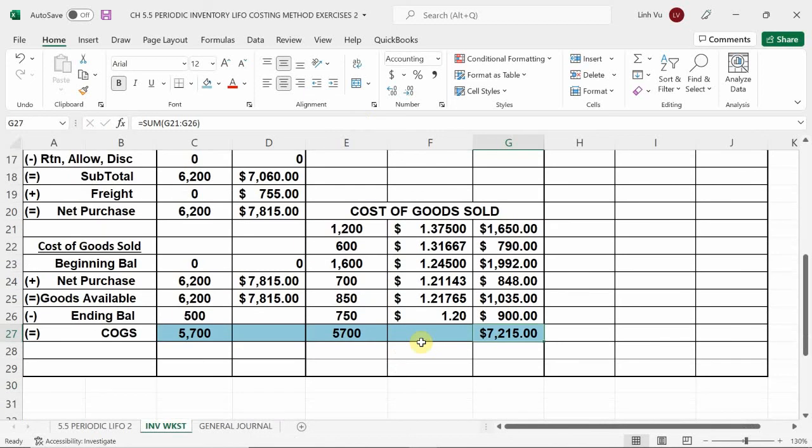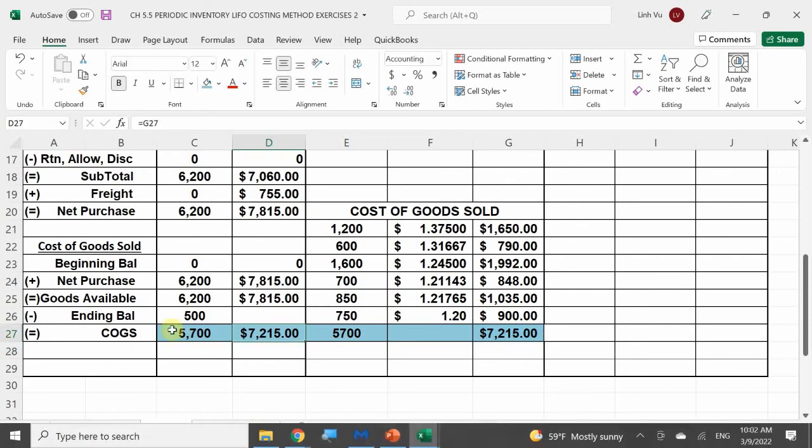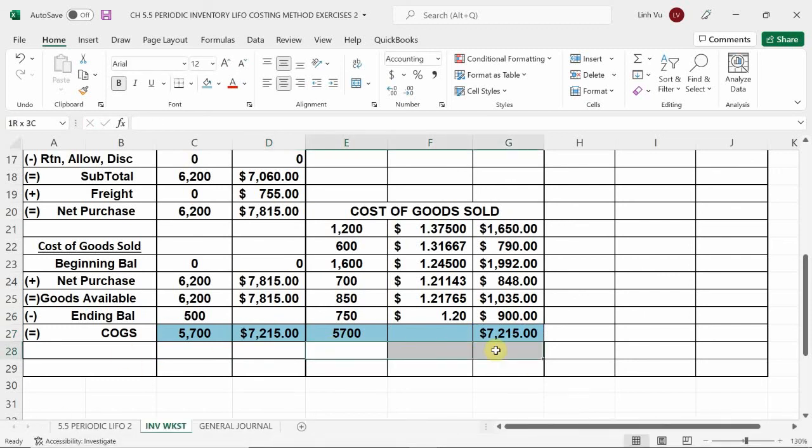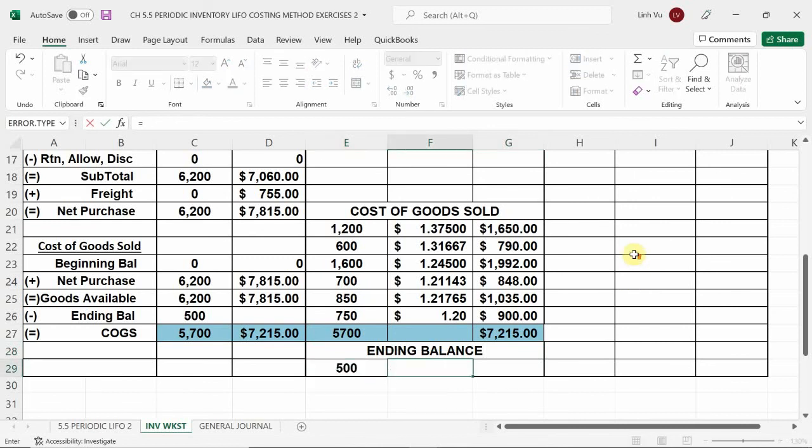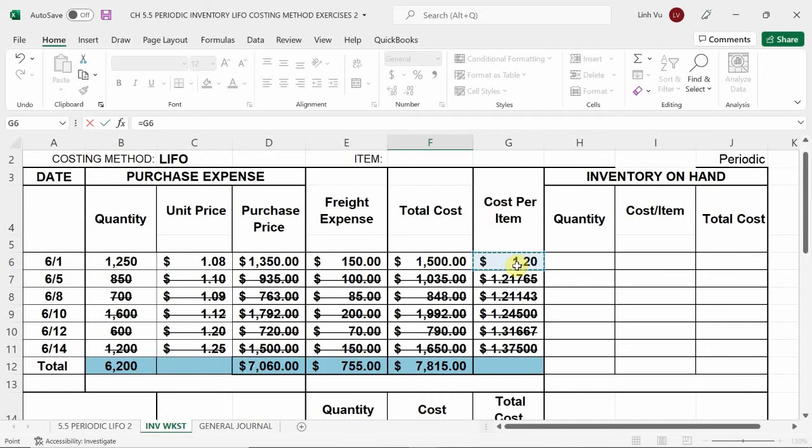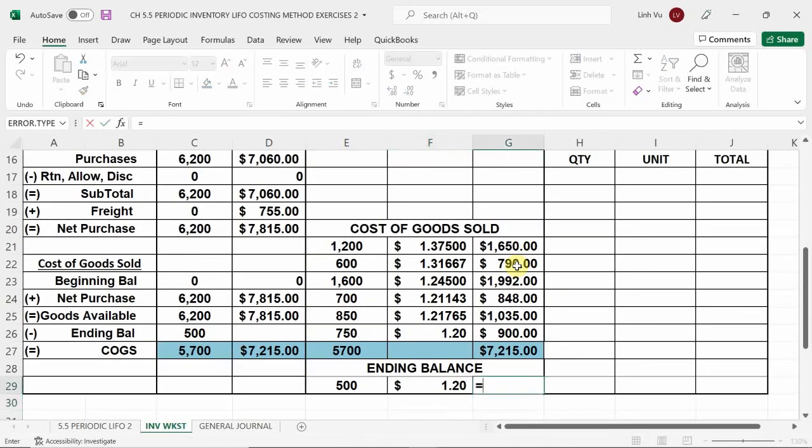$900, bringing me a total of $7,215. So in this case, that's my total cost of goods sold for selling 5,700 units. Okay, and of course, I'm going to go ahead and build my table here for my ending balance. Okay. All right, because we know we should have 500 units left, and the cost per item is the $1.20. So therefore, what is my total ending balance?